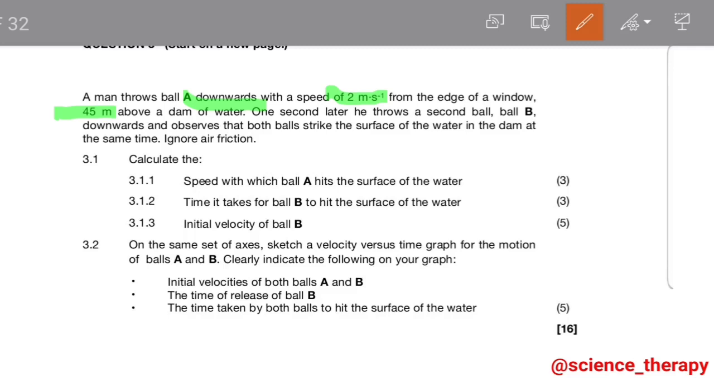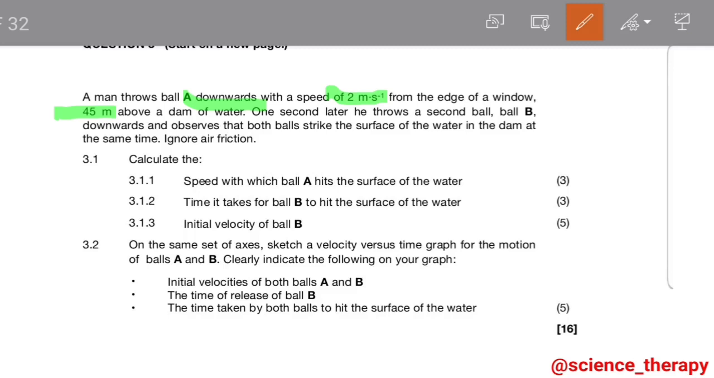So these balls were not thrown at the same time. Ball B was thrown 1 second after ball A, but then he observes that they hit the dam at the same time, right? So we have 3.1. It says calculate the speed with which ball A hits the surface of the water.